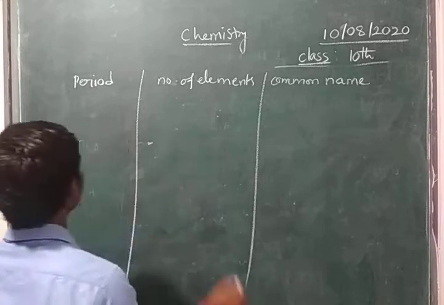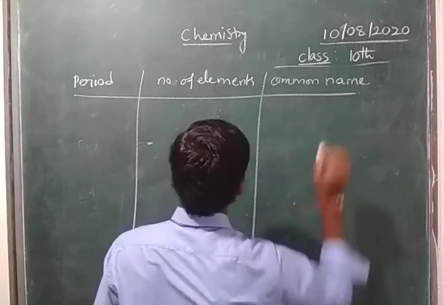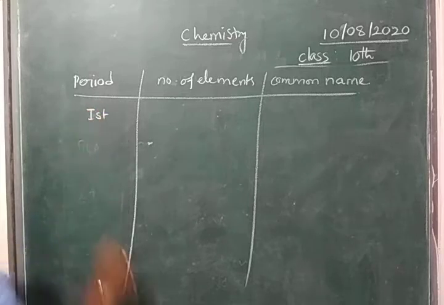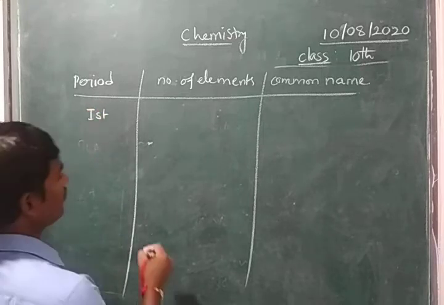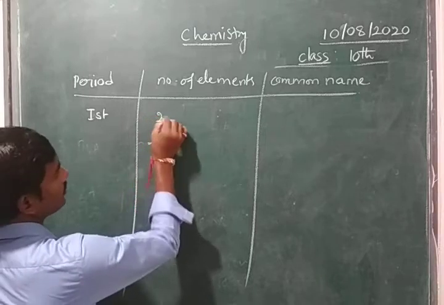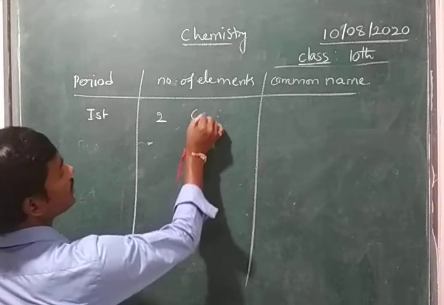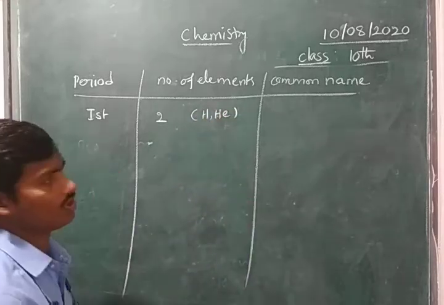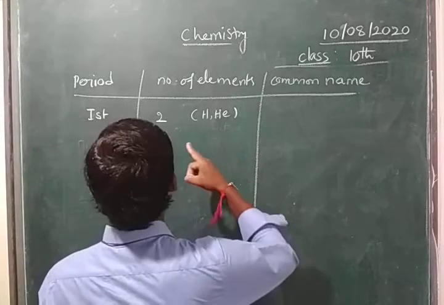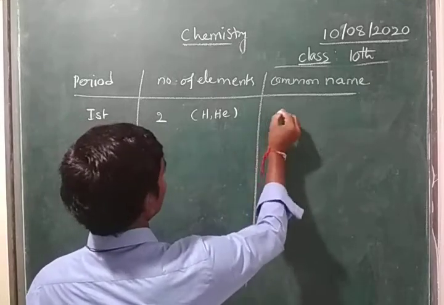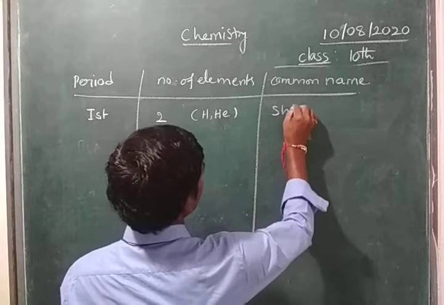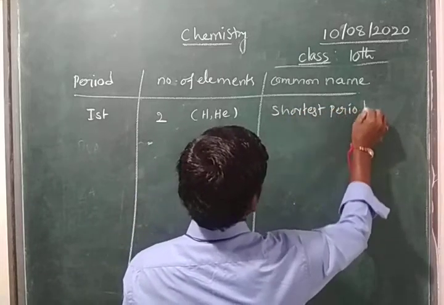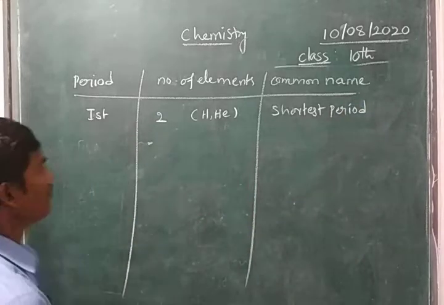See children, here we have totally 7 periods. Now coming to the first period. First period consists of only 2 elements. What are those 2 elements? Hydrogen and helium. Okay, children? Then what is the common name for the first period? We have to consider it as the shortest period.